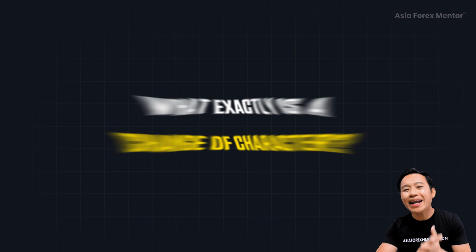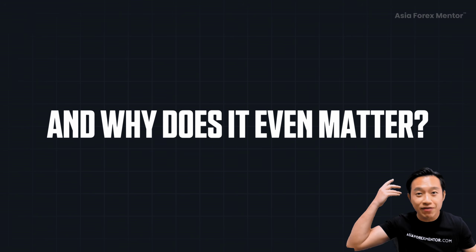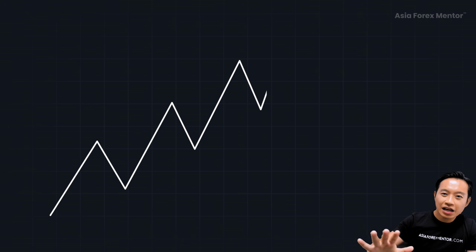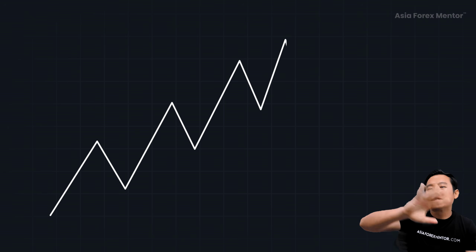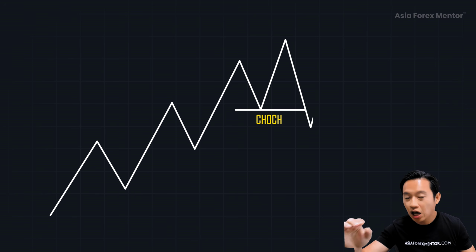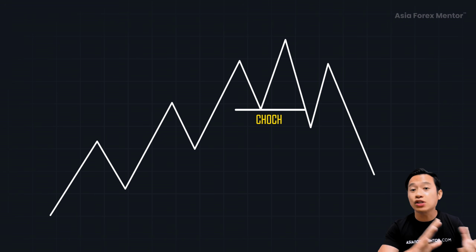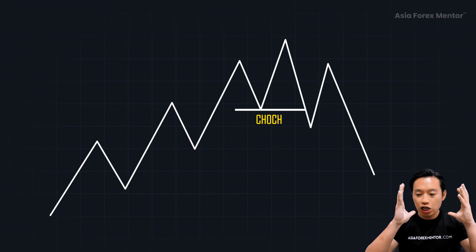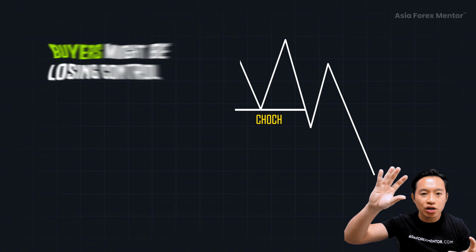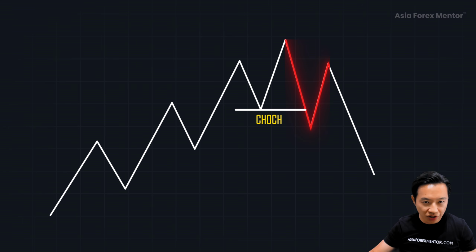Okay, so first off, what exactly is a change of character and why does it even matter? A change of character happens when the market slows down. It goes up and then it slows down, showing a possible shift in trend and order flow. It's usually the first sign that the buyers or the sellers might be losing their control. For example, in an uptrend, the buyers might be losing control. It's the first sign that leads to a possible market reversal.